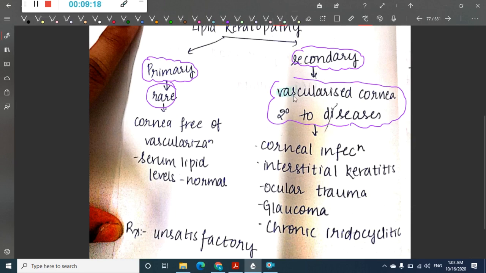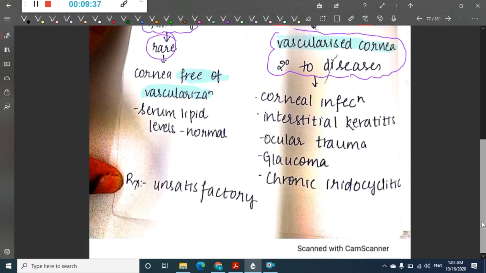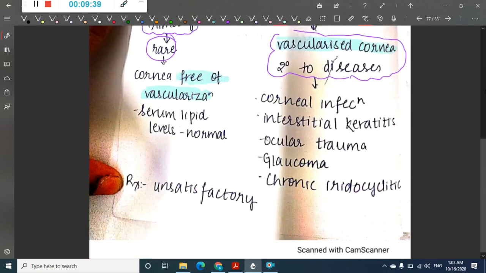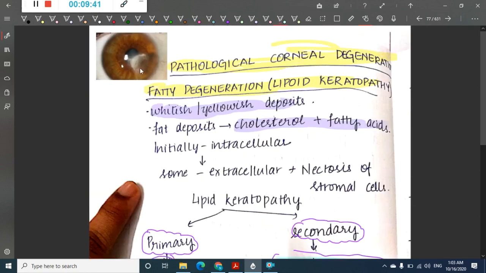What is important is that in the secondary type of lipoid keratopathy you see a vascular cornea, whereas in primary the cornea is free of vascularization. Primarily you will not see any vascularization, but in secondary you see a vascularized cornea. Treatment is unsatisfactory. So if you see, this is the picture of the lipid deposition. You see whitish or yellowish deposits which are seen here.